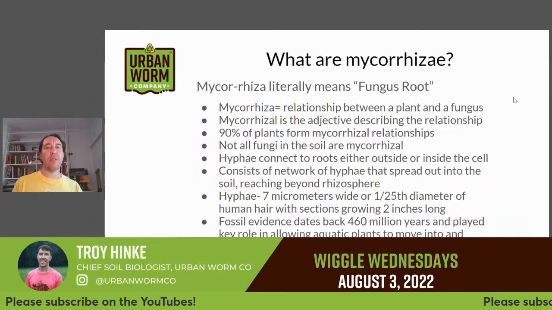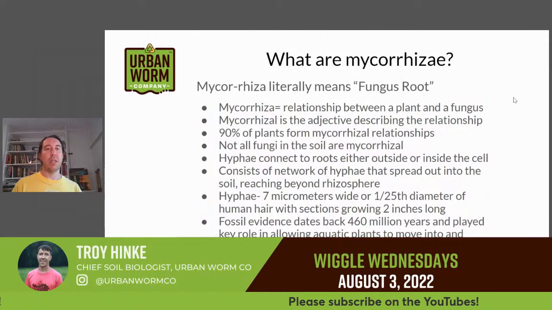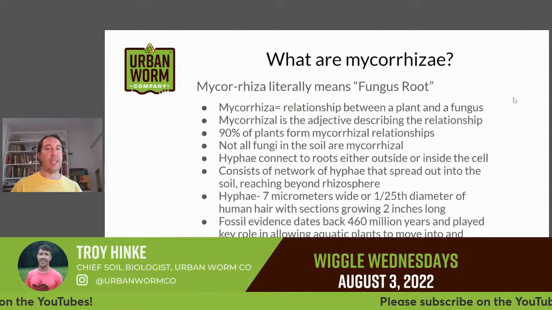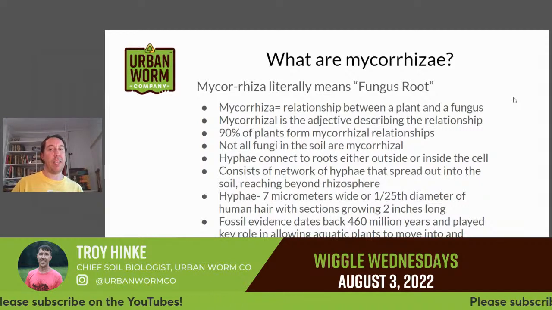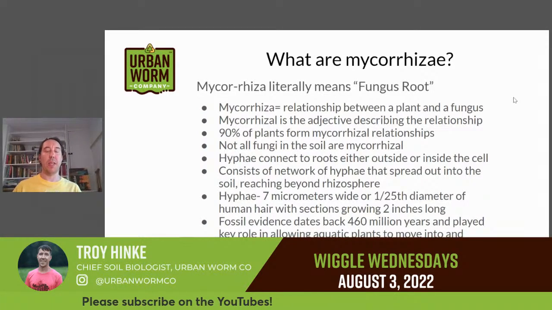So what are mycorrhizae? Mycorrhiza literally means fungus root, from, I believe, Latin. Mycorrhiza is the relationship between a plant and a fungus. Mycorrhizae with an E on the end is the plural version of mycorrhiza. And then mycorrhizal is the adjective describing the relationship. So mycorrhizal fungi is what we're going to be talking about today, and mycorrhizae, which is the relationship between them.